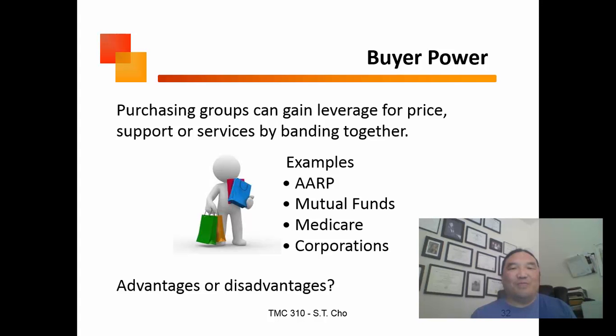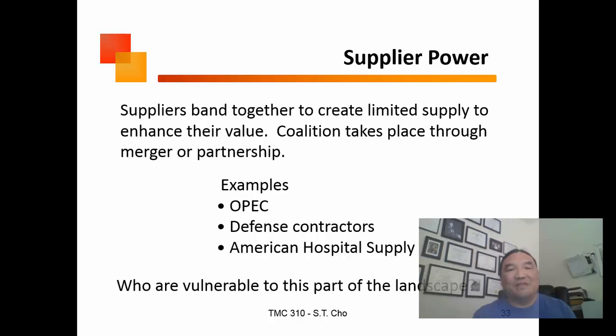On to the next part of the strategic landscape, and that's buyer power. This is where your purchasing groups get leverage, like AARP and mutual funds. There are advantages and disadvantages to having buyer power. On one hand, you get the discount. On the other hand, you don't have a lot of freedom and choice.